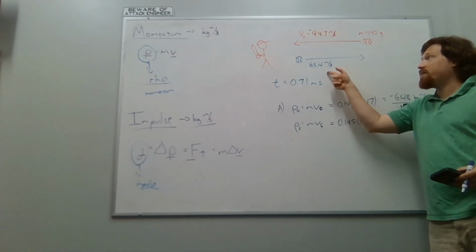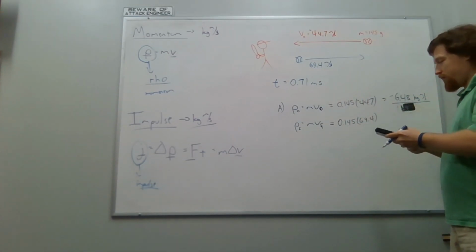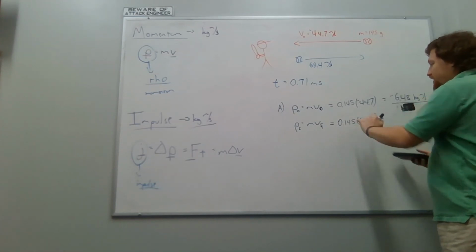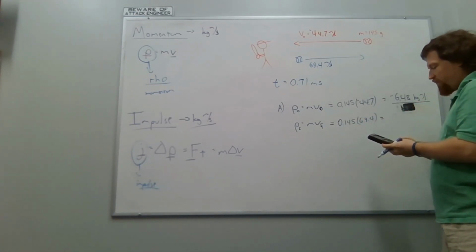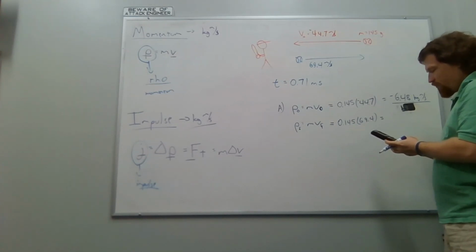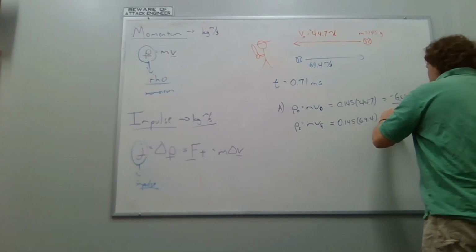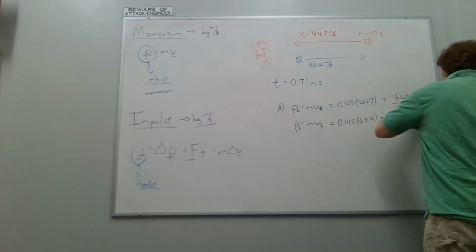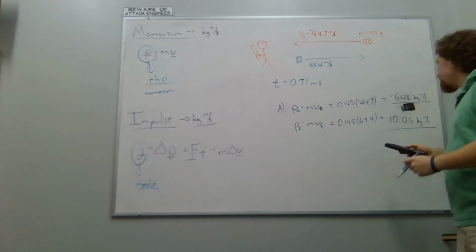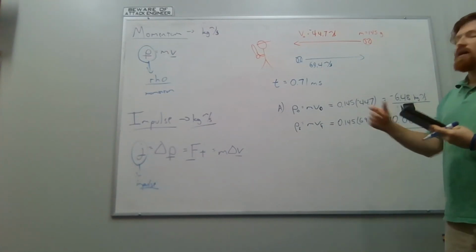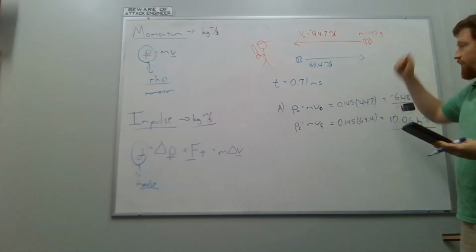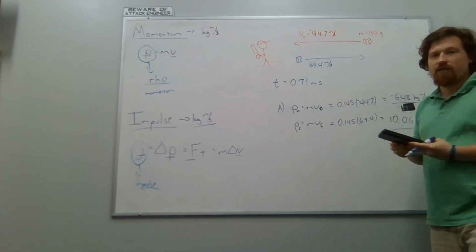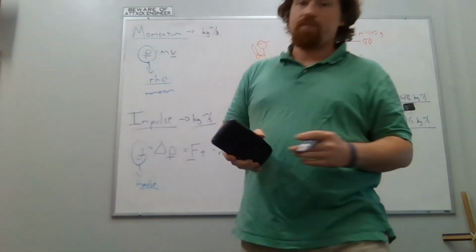After impact, it's now pointing in the positive direction, which is why both of the numbers we have plugged in afterwards are positive. So we multiply 0.145 times 69.4, and the final momentum of the ball is 10.06 kilogram meters per second in the forward direction. So those are our two momentums, one for the initial, one for the final.